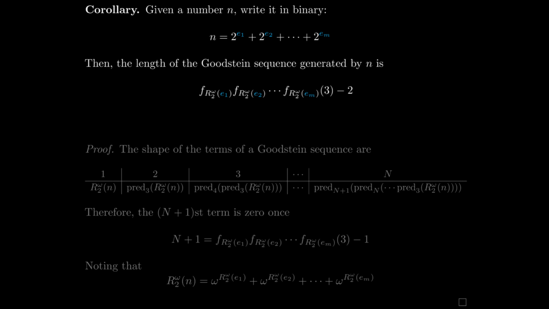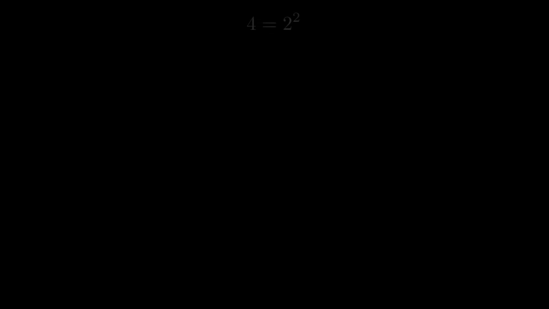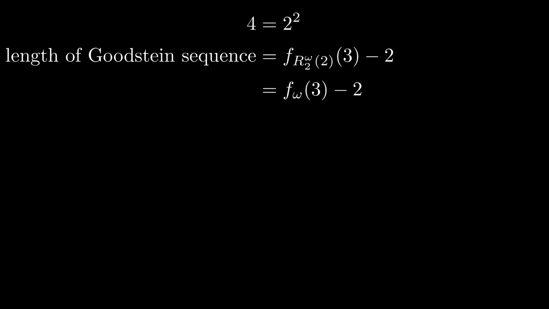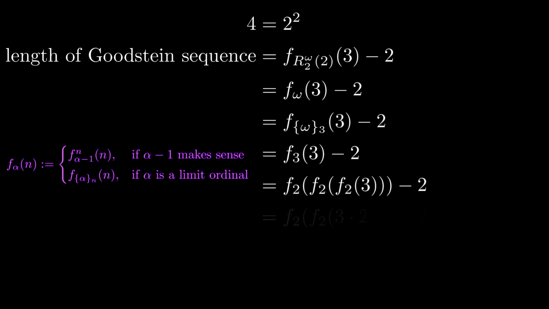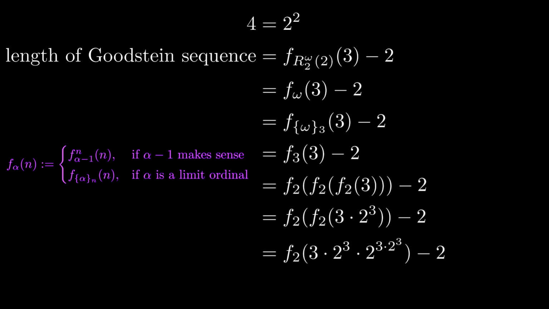Let's use this to calculate the length of the Goodstein sequence generated by 4. Since 4 is equal to 2 squared, this result tells us that the length of the Goodstein sequence generated by 4 is equal to f omega of 3 minus 2. Recalling the definition of the fast-growing hierarchy, we can simplify this expression step by step until we get to the number that I claimed at the beginning.